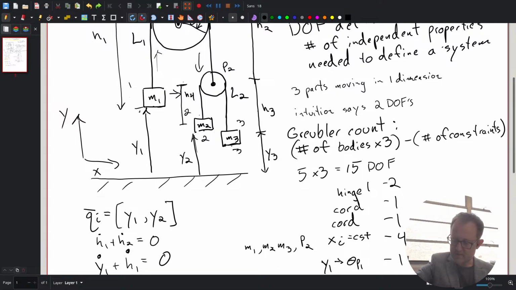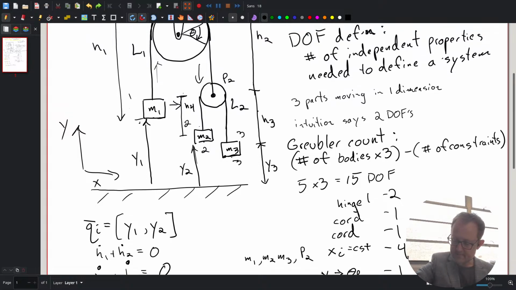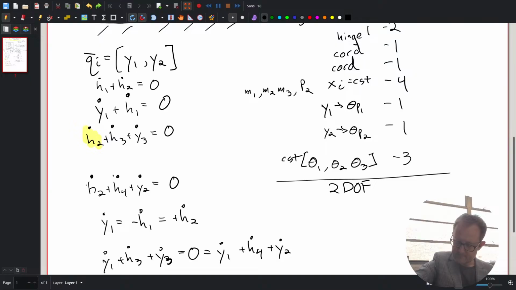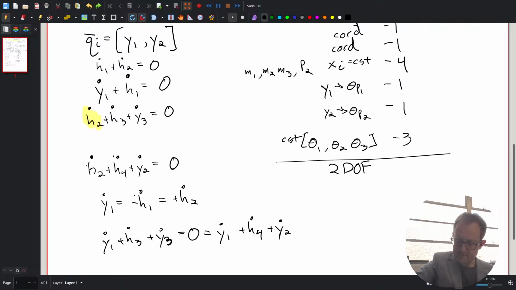H4, H3, and I guess Y2 plus H4 plus H2 is also constant. And that one we have. Let's see if that's enough. Can we solve it from there?